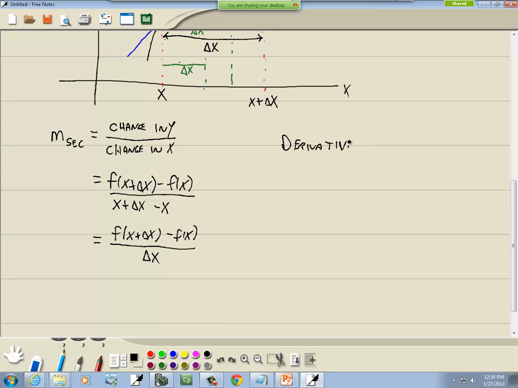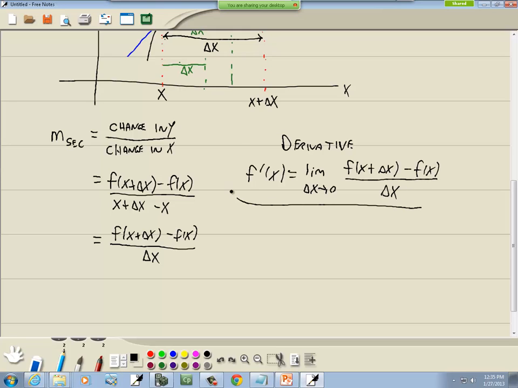Our derivative is going to be f prime is equal to the limit as delta x goes to 0. So as delta x becomes smaller and smaller, of the formula we just found: f of x plus delta x minus f of x, over delta x. So that's the formula we're going to be working with.